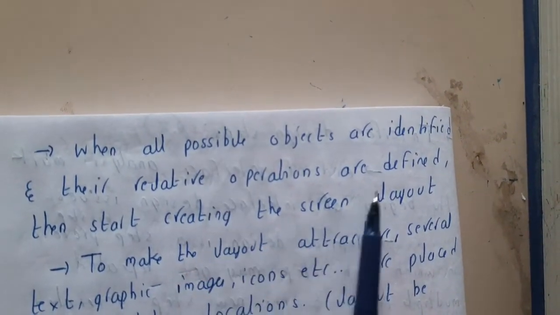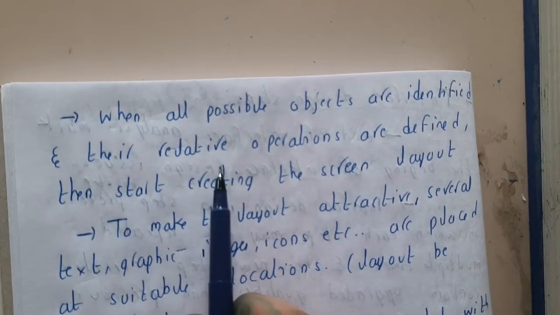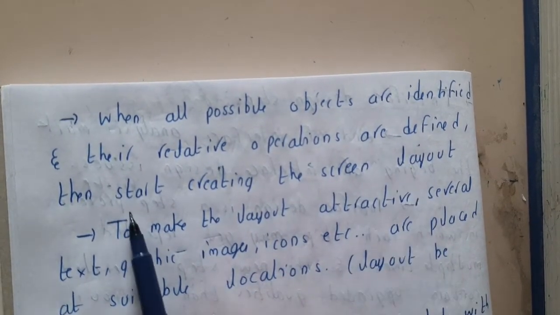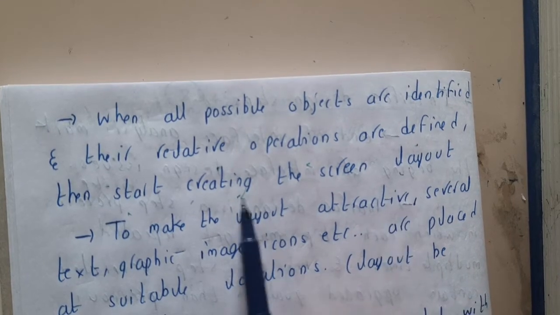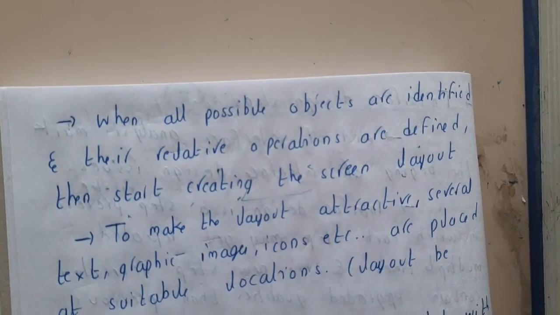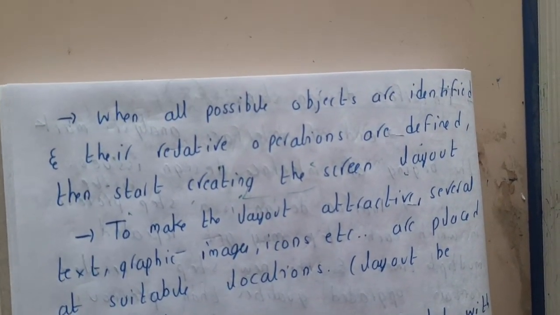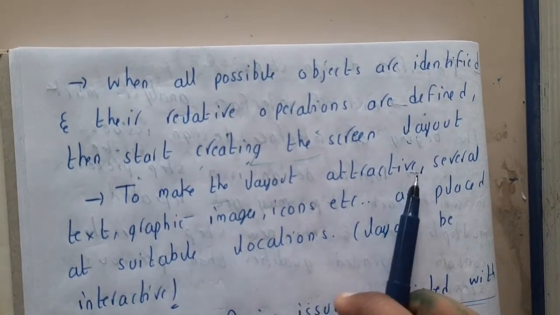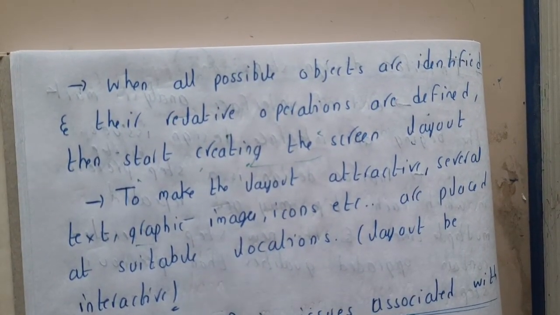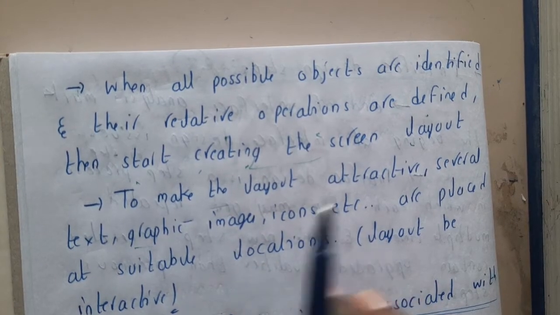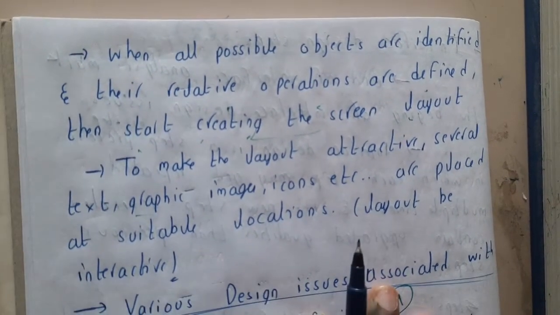When all possible objects are identified and their relative operations are defined, then we will start the screen layout, guys. So you will be starting slowly from the screen layout. How do you want it? What are the things that you want? After that, you will be going through the alternatives, which are nothing but images, graphs, and everything. Whatever you want to show, you'll just place them and start your designing.